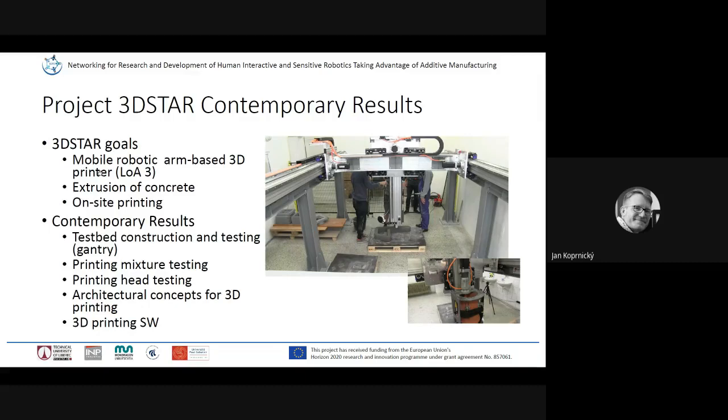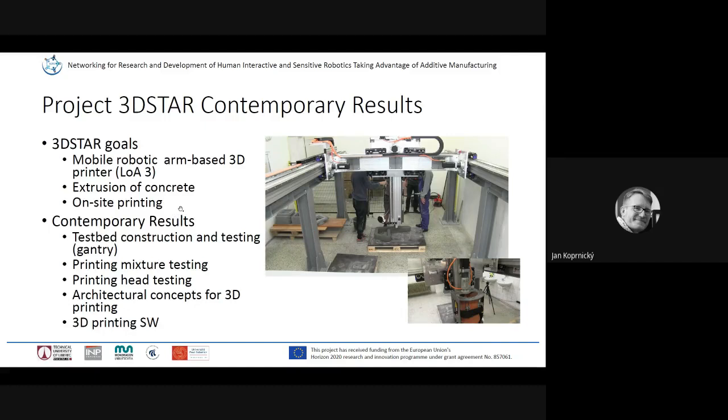We'd like to design a mobile robotic arm-based 3D printer. Let's say it could be the level of autonomy 3. It's a very nice task, but there are lots of questions to be solved. We'd like to extrude a concrete or cement-based mixture, and we also would like to use this mobile 3D printer on site, so on a position where the building should stand.